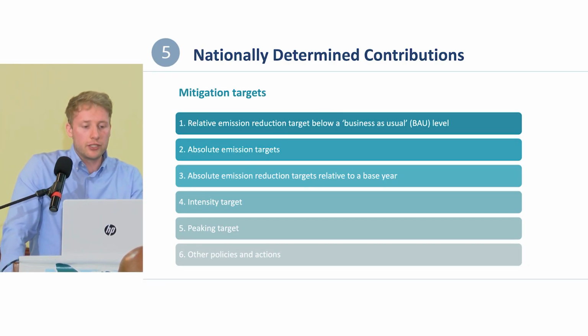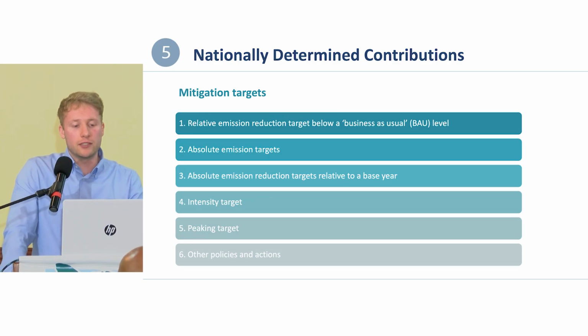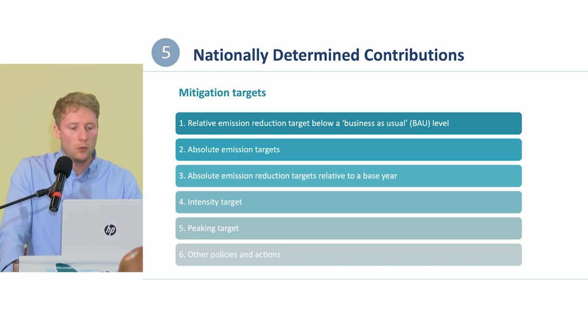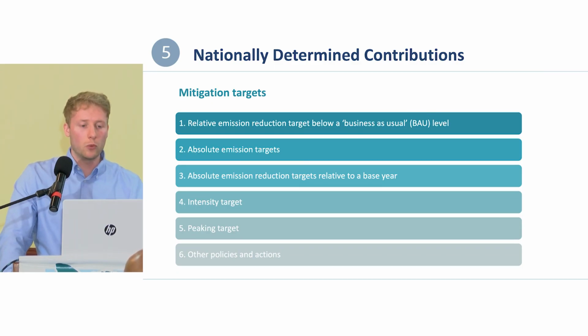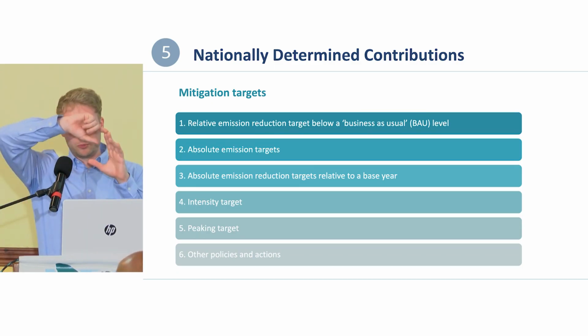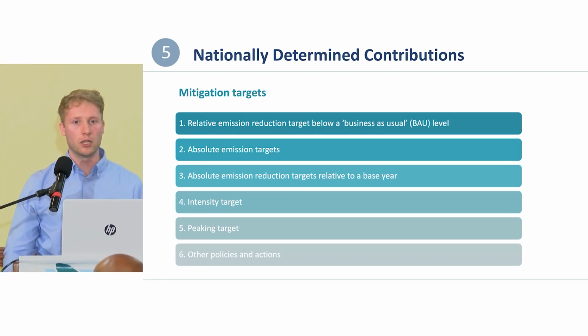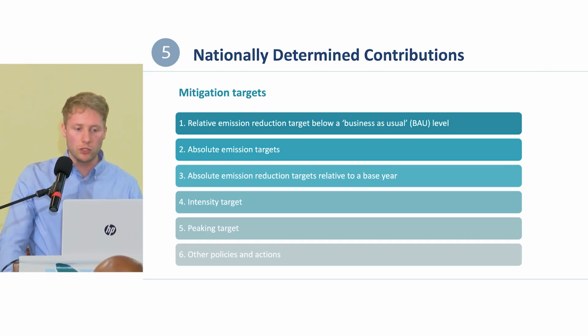There can be relative emission reduction targets below a business as usual scenario or level. What that means, BAU, business as usual, it would be a projection of the economy and the population and any other variables which help us determine or to project into the future how our emissions will evolve. There's tools, there's software that can help us. We can use our brains, of course, we can use Excel, we can use whatever we want, but make assumptions.